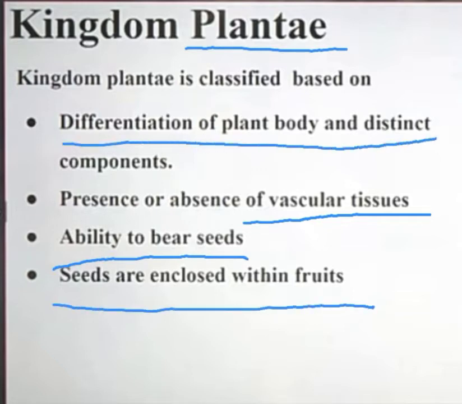Differentiation of plant body and distinct components means we can differentiate the parts of the plant into roots, stem, leaf, etc. And the presence or absence of vascular tissues means xylem and phloem, and the xylem and phloem should be present in a plant for the transportation of food and water. And ability to bear seeds: does the plant have the ability to bear seeds or not? And seeds are enclosed within the fruit, so the seeds are inside the fruit or outside the fruit. So by seeing a chart, we will learn more in detail about these criteria and their classification.